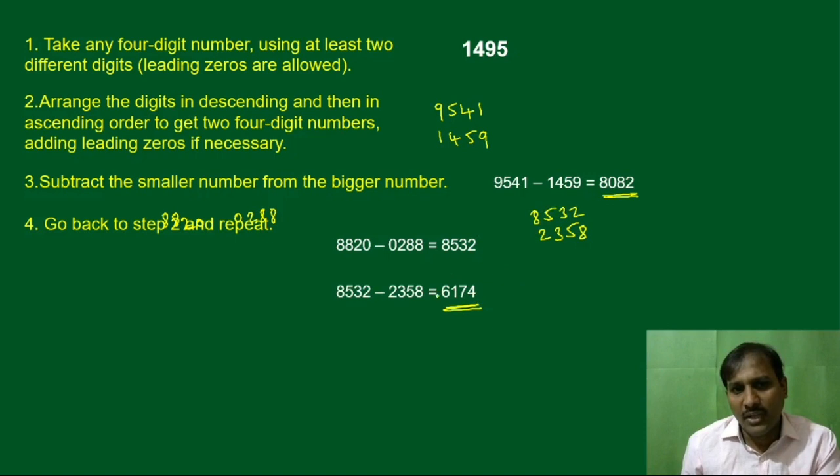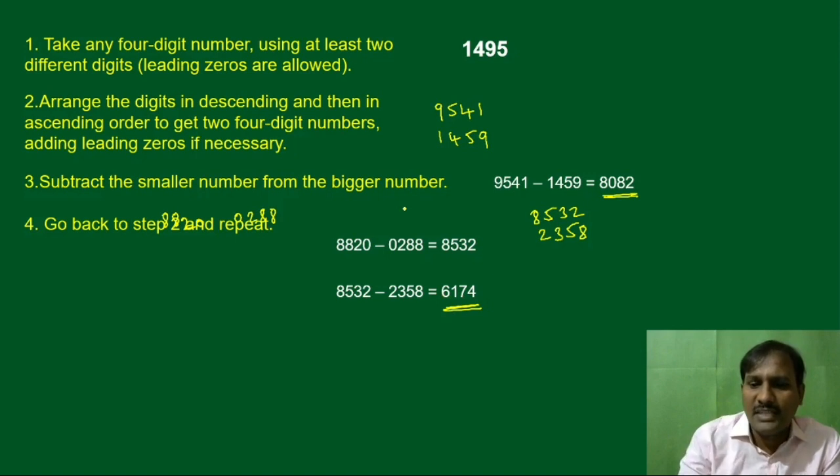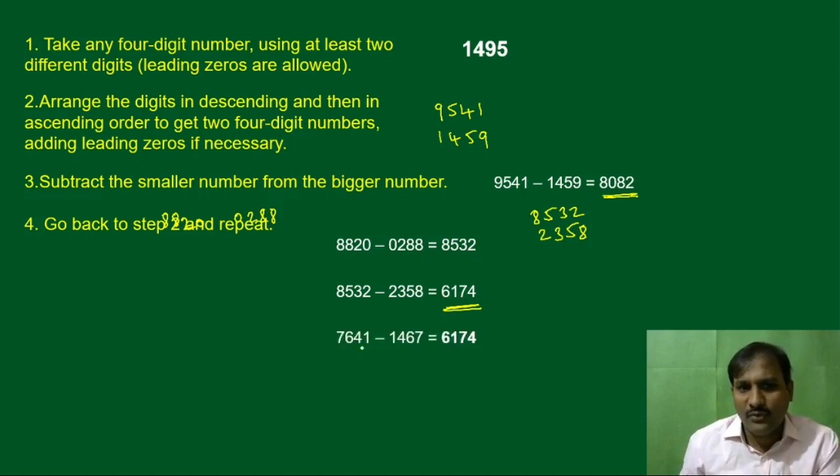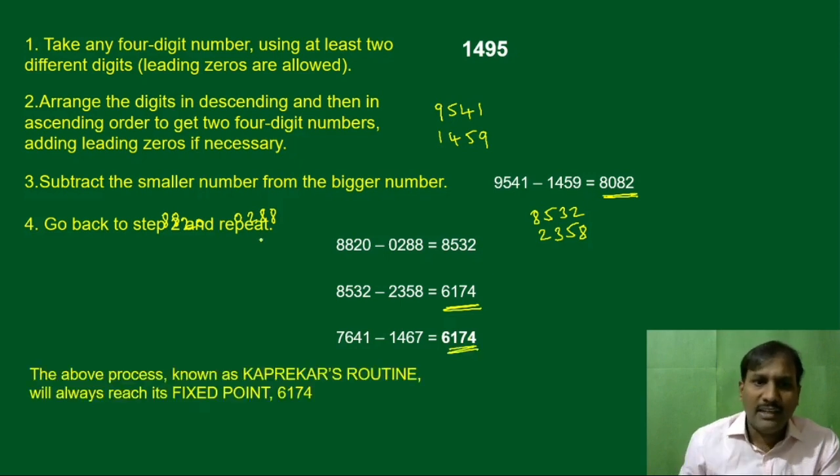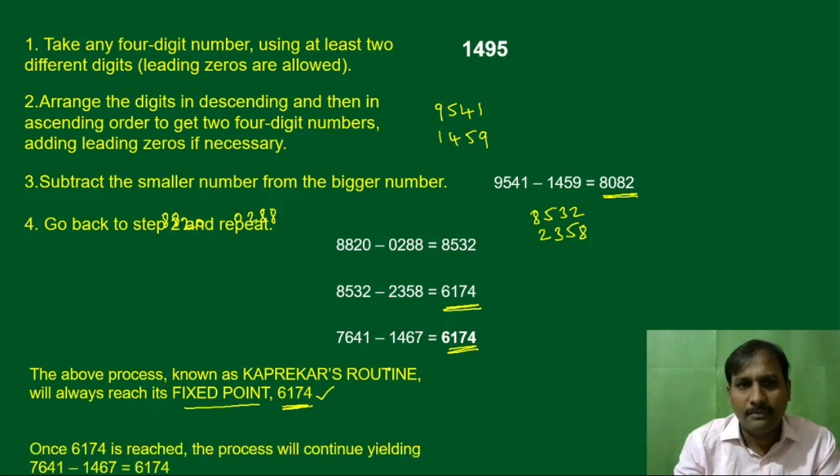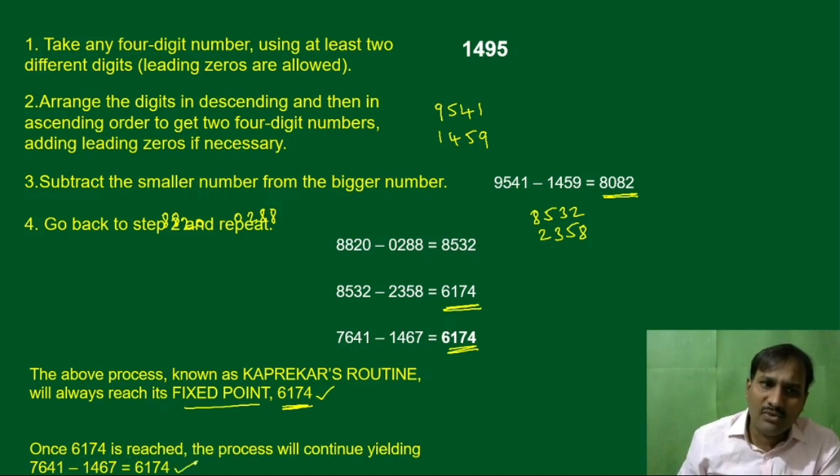6174. Again, if you apply the same process to 6174, the result will be 6174 only. That is, 7641 minus 1467 is equal to 6174. So that's why it is called Kaprekar's constant, 6174. This is known as Kaprekar's routine, and we will always reach its fixed point, which is 6174. Once 6174 is reached, the process will continue, and we will get only 6174 repeatedly.